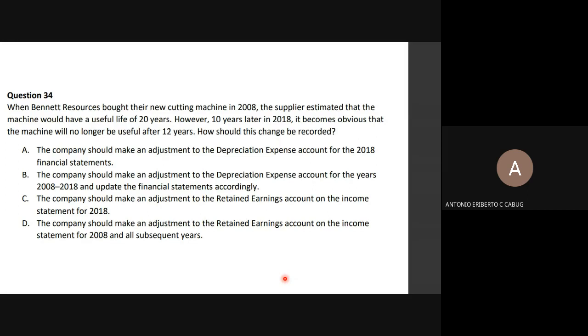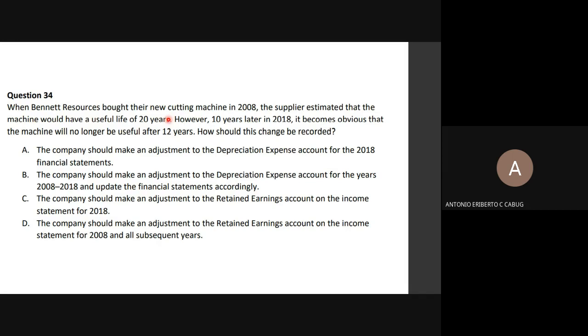Enter now. Enter now. When Benet Resources bought their new cutting machine in 2008, the supplier estimated that the machine would have a useful life of 20 years. However, 10 years later in 2018, it became obvious that the machine will no longer be useful after 12 years. How should this change be recorded?